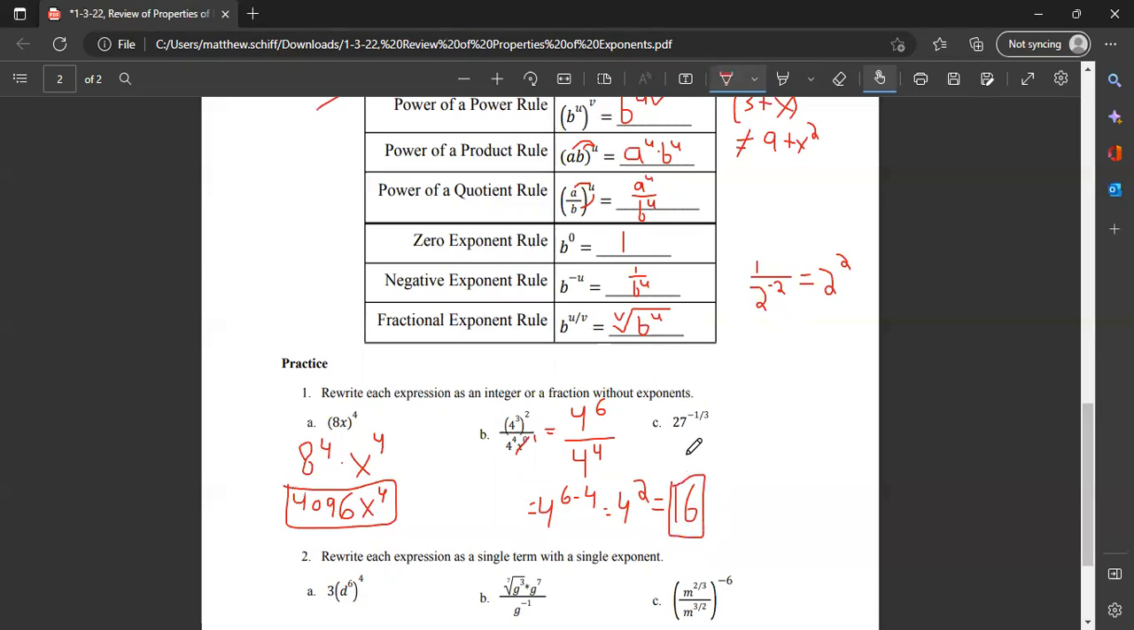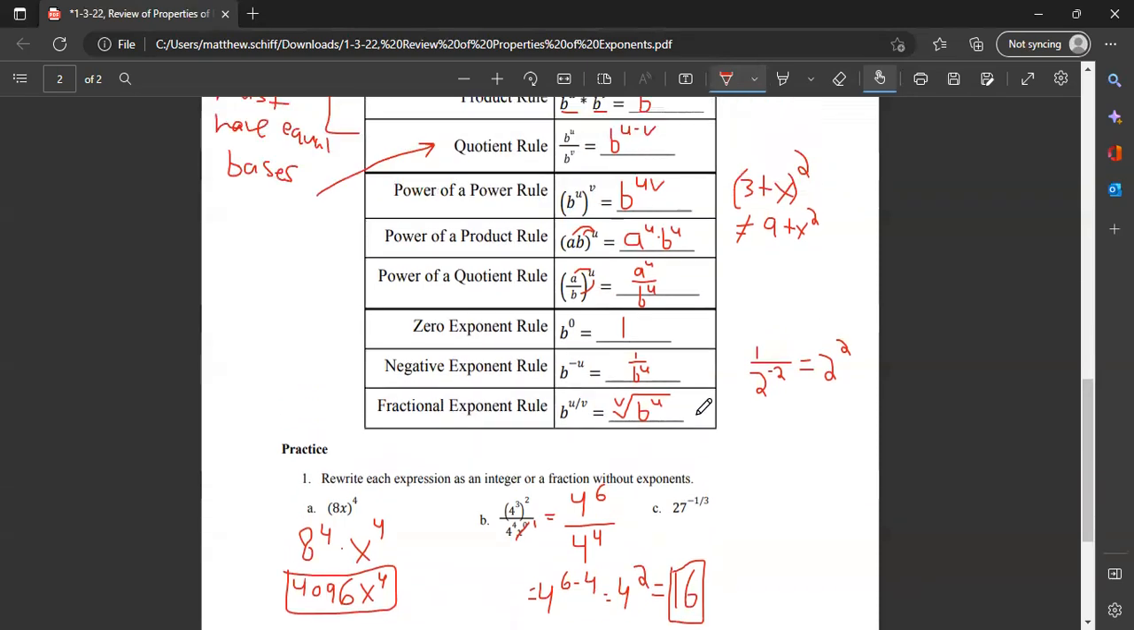So it's a very careful approach to simplifying these complex fractions. Just take one piece at a time. For 1c, I got 27 to the negative 1/3 power. So it looks like this is combining the negative exponent rule as well as the fractional exponent rule. Well, I have a negative exponent, so I should probably deal with that first.